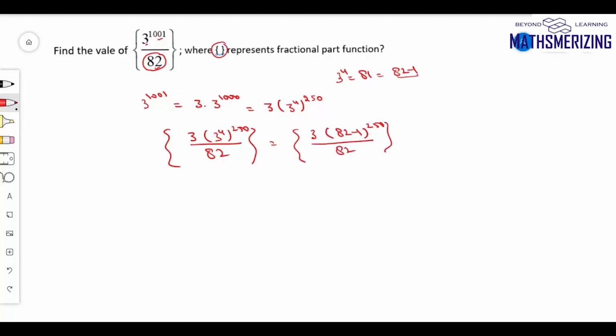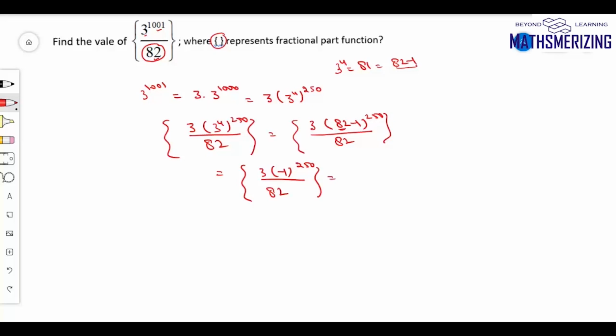Now I'll use the shortcut. So I'll leave all the multiples of 82. I'll simply write it as 3 into minus 1 to the power 250 divided by 82. Now minus 1 to the power 250 is 1. So it'll be 3 by 82, which is a number which lies between 0 and 1. So between 0 and 1, the fractional part of x is simply x. So the answer to this question simply will be 3 by 82.